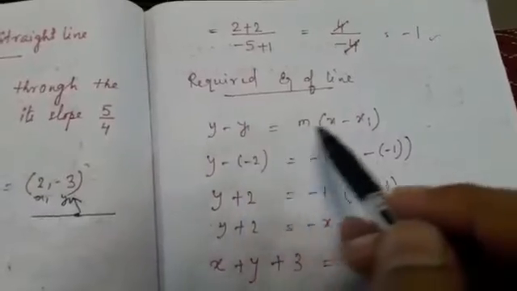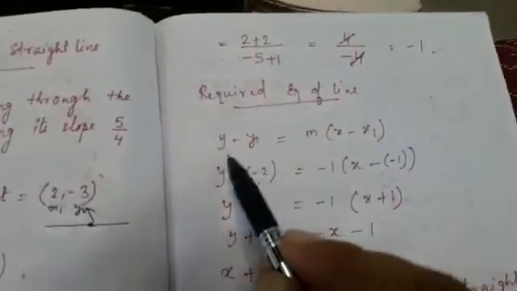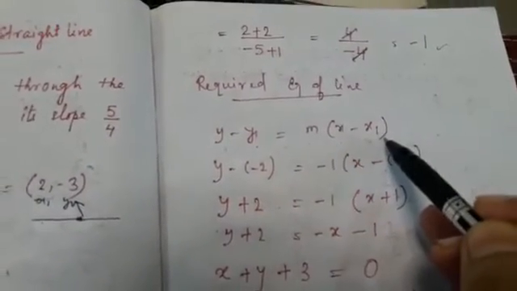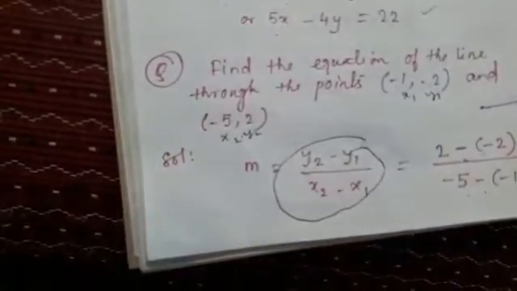Now for the required equation of the line, we have already got the slope. The formula is y minus y1 is equal to m into x minus x1. So this is the formula. Now you can mug up this formula in class 11 directly. So your new formula will be y minus y1 equal to m, and in place of m, you write this formula directly, which is y2 minus y1 by x2 minus x1. You can write it directly over here.